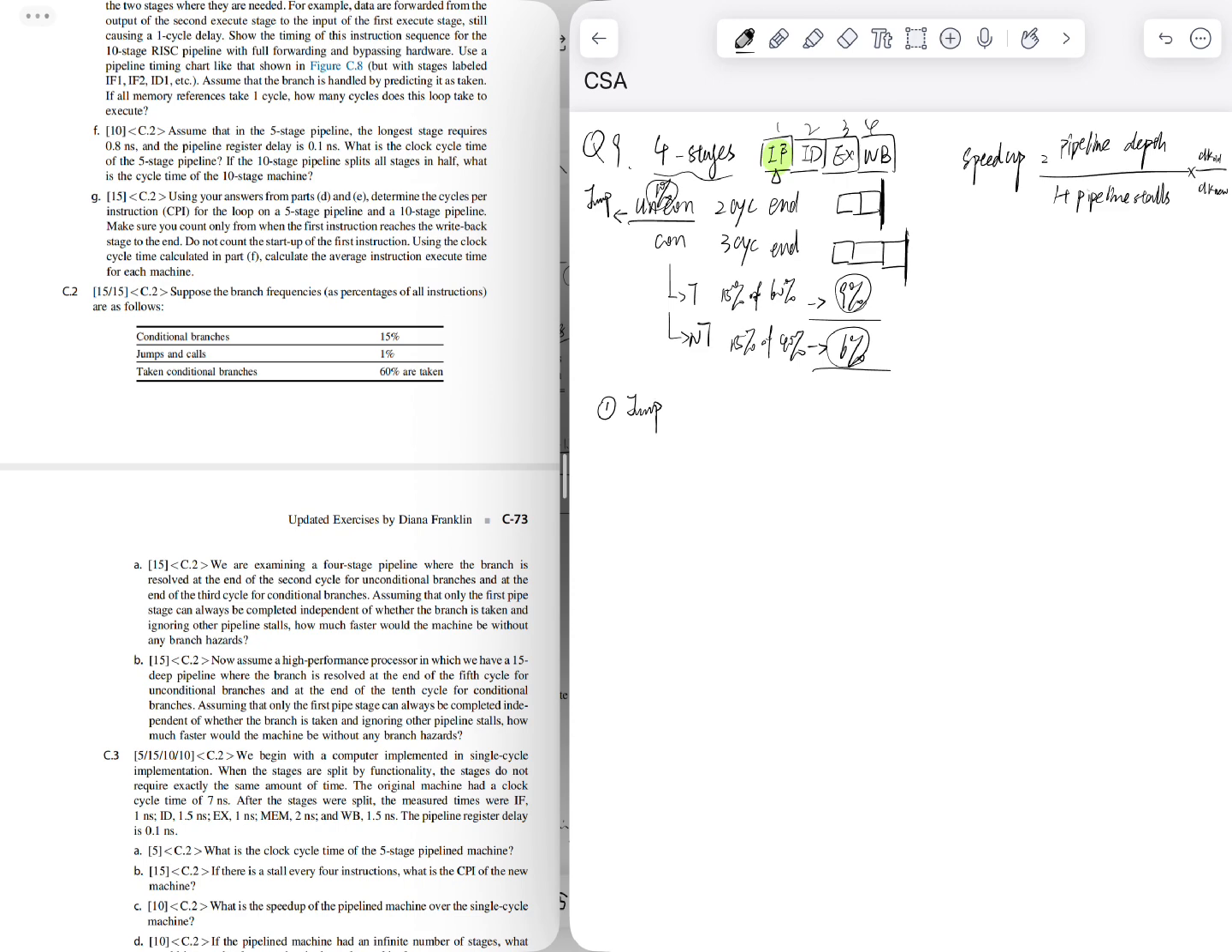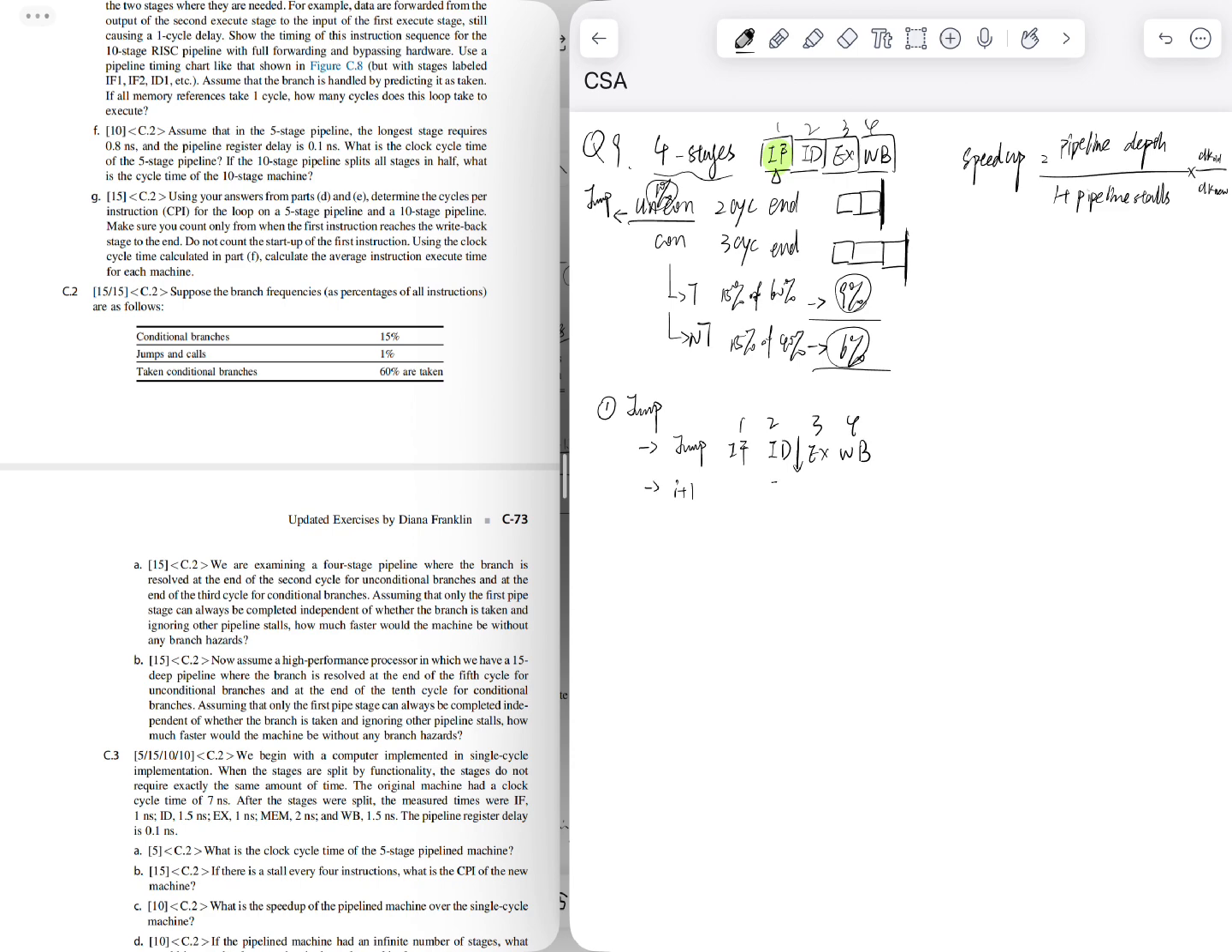For jumps, we need to wait 2 cycles. So let's say we have a jump instruction here, and it goes fetch, decode, execute, write back. That's cycles 1, 2, 3, 4. That's good, but as we know, we need to wait until the second cycle. So until we finish the second cycle, we can know whether the instruction fetch is right or not. So let's go for the next instruction. This is the first instruction, and this is the second one.